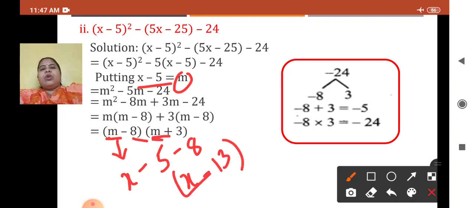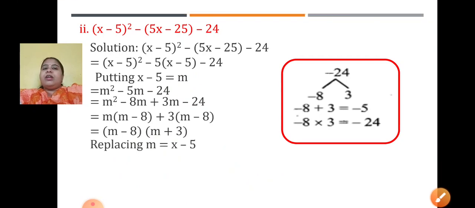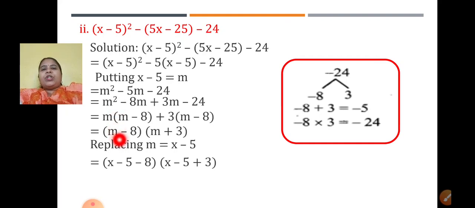Same way here also. m will be written as what? x minus 5. And what is this? Plus 3. So plus 3. How much do I get here? x minus 2. I hope you are understanding what is done. Replacing m as x minus 5. See this. In the place of m, what is written? x minus 5. Minus 8 as it is. Again m is written as x minus 5, plus 3 as it is. So we will get the answer as x minus 13 and x minus 2.